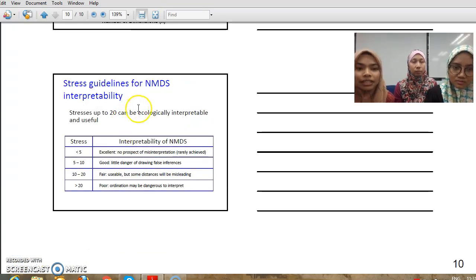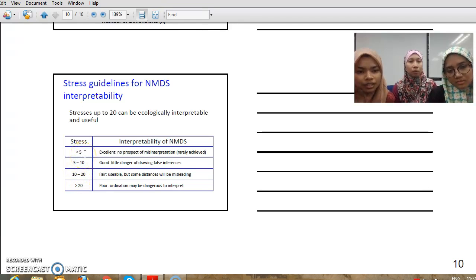Lastly, there is a stress guideline for NMDS interpretability. The stress can be divided into 4 categories. If the value of stress is lower than 5, it is excellent, so no prospect of misinterpretation. If the value of stress is between 5 and 10, it is good, with little danger of drawing false inferences. 10 to 20 is fair, usable, but some distances will be misleading. And if the value of stress is greater than 20, it is very poor, and the ordination may be dangerous to interpret.